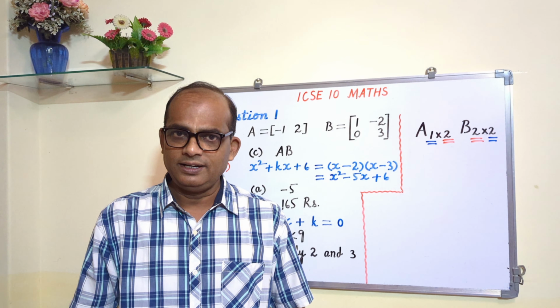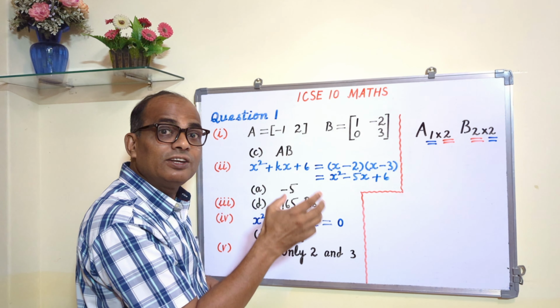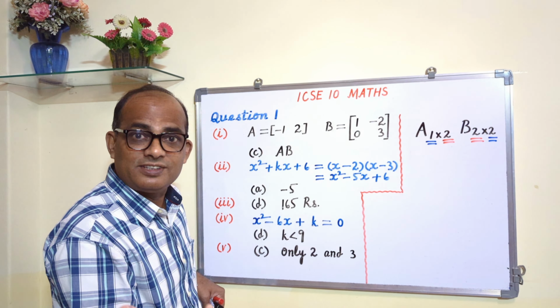Two equations are equal, so we can equate the coefficients of the corresponding terms. For example, we can equate the coefficient of x square, the coefficient of x, or the constant term. Here, we are directly going to equate the coefficient of x because we want k, and k is the coefficient of x. Here the coefficient of x is k, and here the coefficient of x is minus 5. So k is equal to minus 5. Alright, so option A is correct.